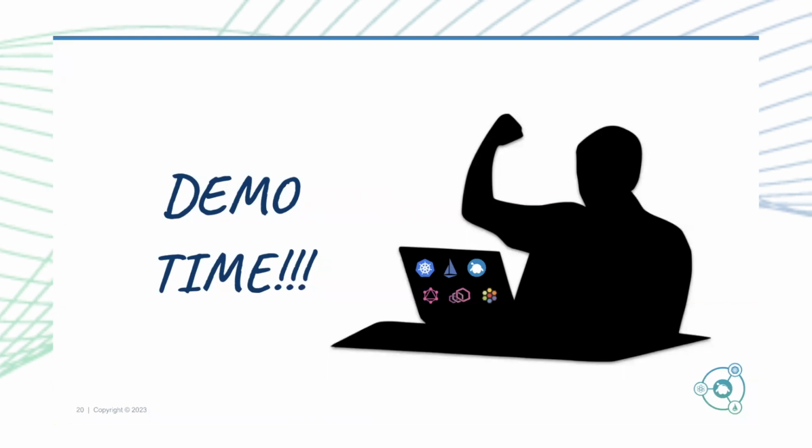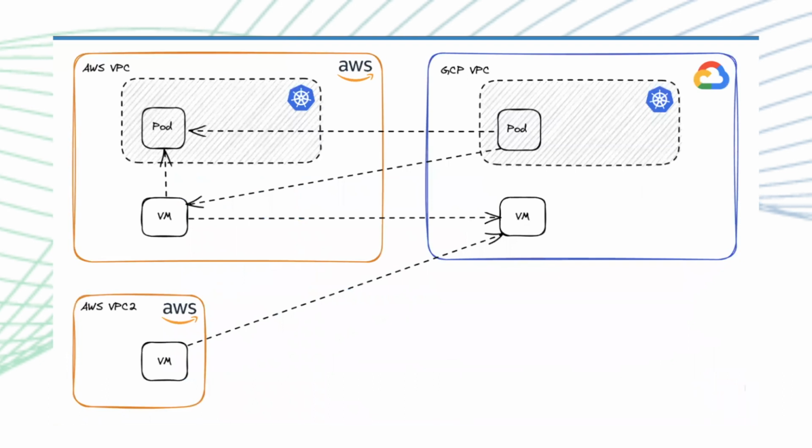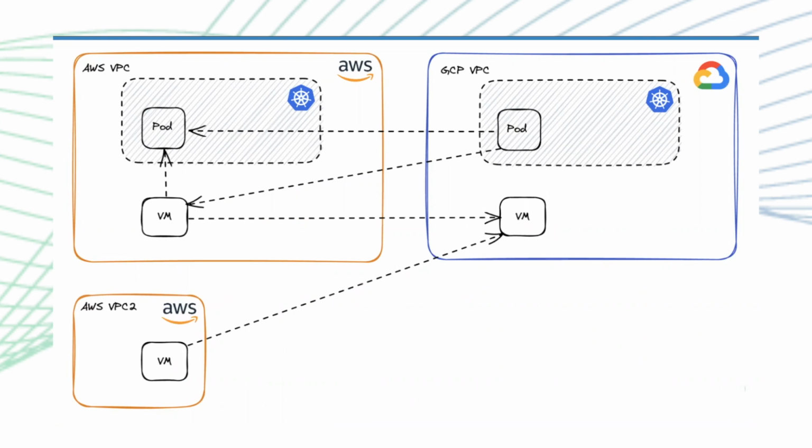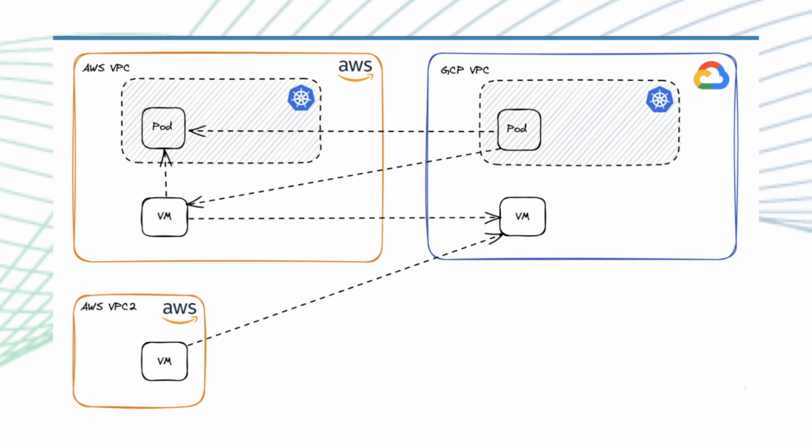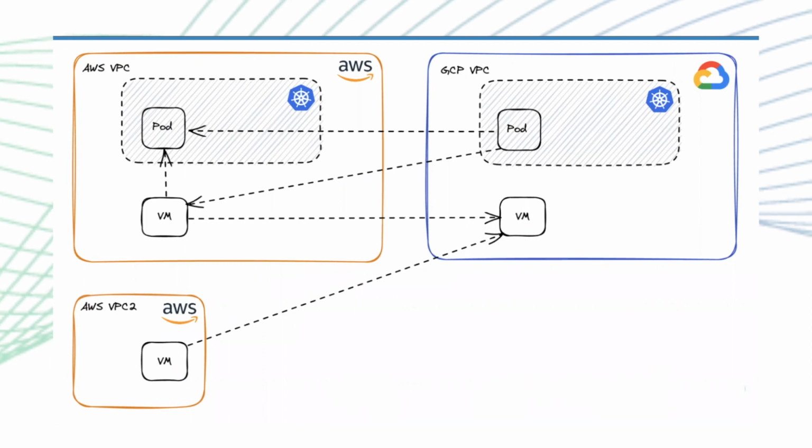Before we jump into the demo, I want to give a brief overview of what we're actually going to build out and the functionality we're going to demonstrate today. I already have a couple clusters set up for the purposes of this demo. I have one in AWS and one in GCP. Inside each of these clusters, I have a pod running, just a normal Nginx workload.